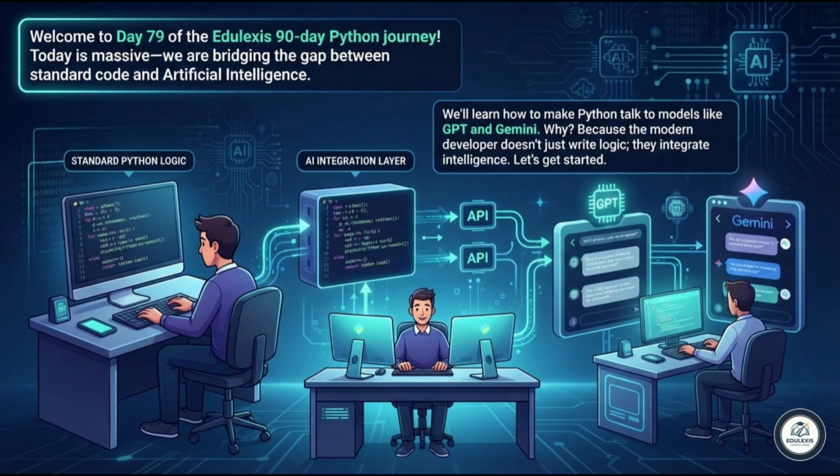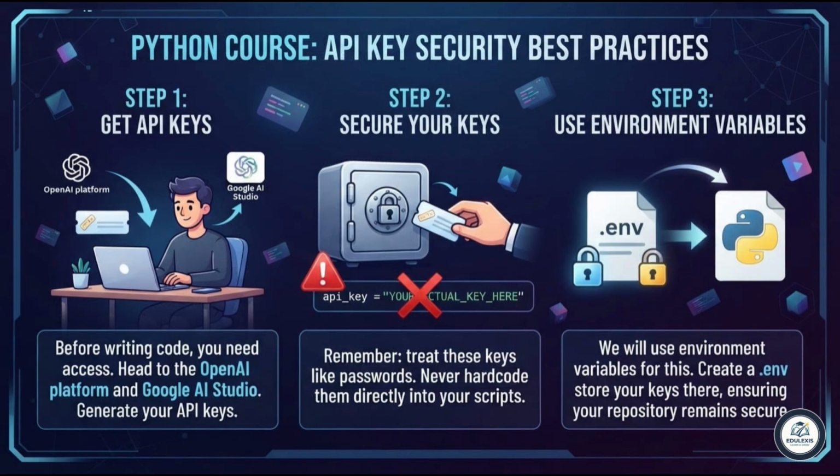Let's get started. Before writing code, you need access. Head to the OpenAI platform and Google AI Studio. Generate your API keys. Remember, treat these keys like passwords. Never hardcode them directly into your scripts. We will use environment variables for this. Create a .env file and store your keys there, ensuring your repository remains secure.